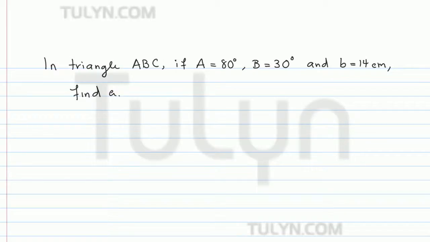In triangle ABC, if angle A is equal to 80 degrees and angle B is equal to 30 degrees, and side b is equal to 14 centimeters, find side a.